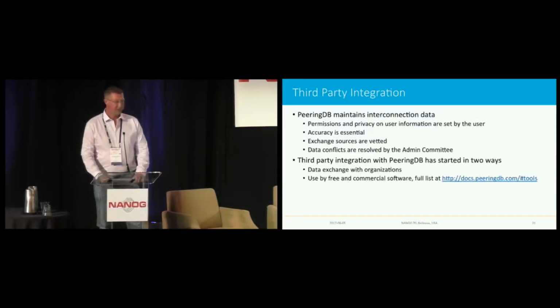So, third-party integrations. What we use for decision criteria for third-party integrations: permissions and privacy on user information are set by the user. We absolutely want to make sure that anything set by the user always stays there. Accuracy is essential. Exchange sources need to be vetted, and data conflicts are resolved by the admin committee, not by the integration.